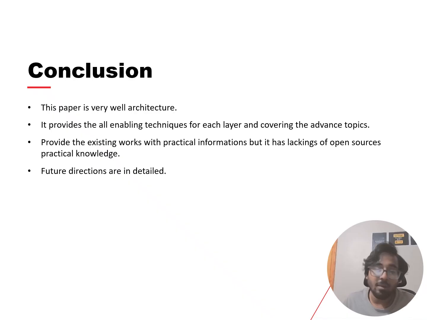They give practical knowledge besides theoretical knowledge, but there is a lack of open data sources and practical detail, so we cannot easily reproduce it. In the future directions, they talk about four different topics, and it is very well detailed.